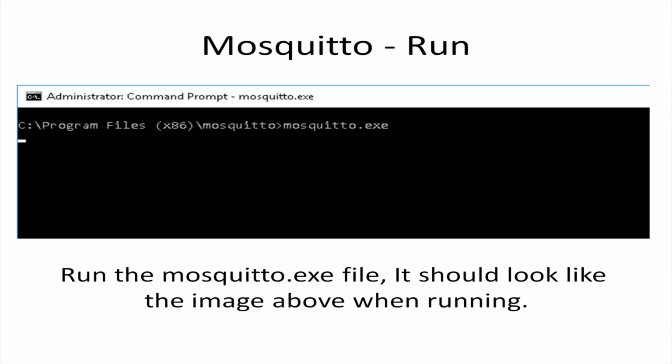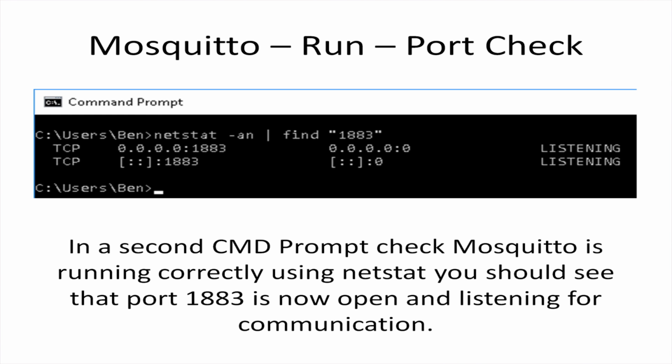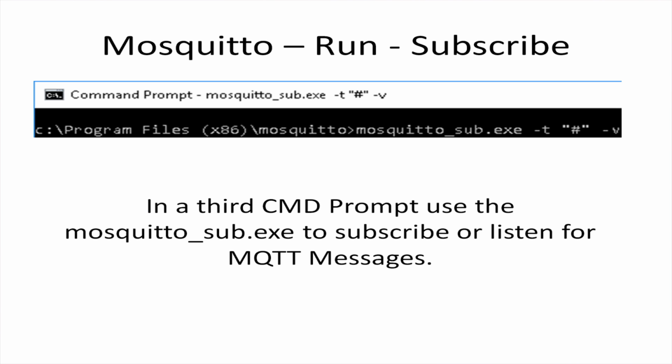Now that you have Mosquitto installed, you can run it by executing the Mosquitto executable. You can then check if it's opened up the ports by using netstat. This will indicate that Mosquitto is running and waiting for a connection through port 1883. Open a new command prompt and run the mosquitto_sub executable. This will subscribe you to start listening for any communications that have been made to the MQTT broker.